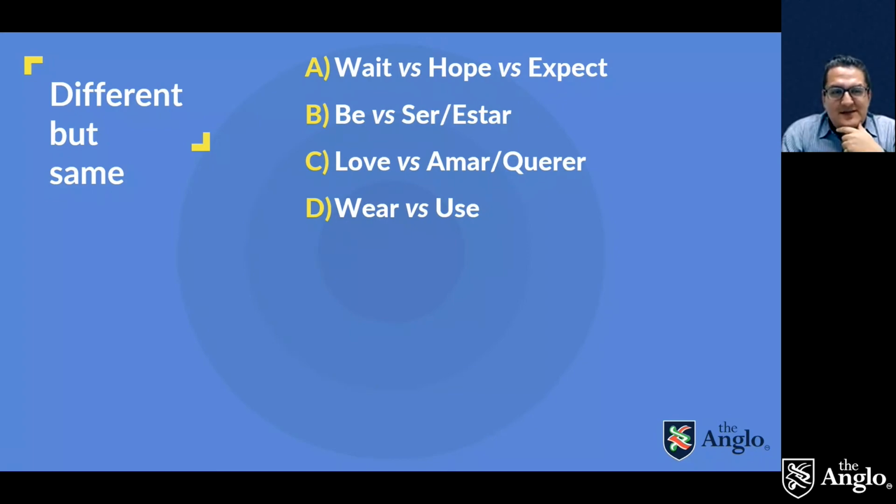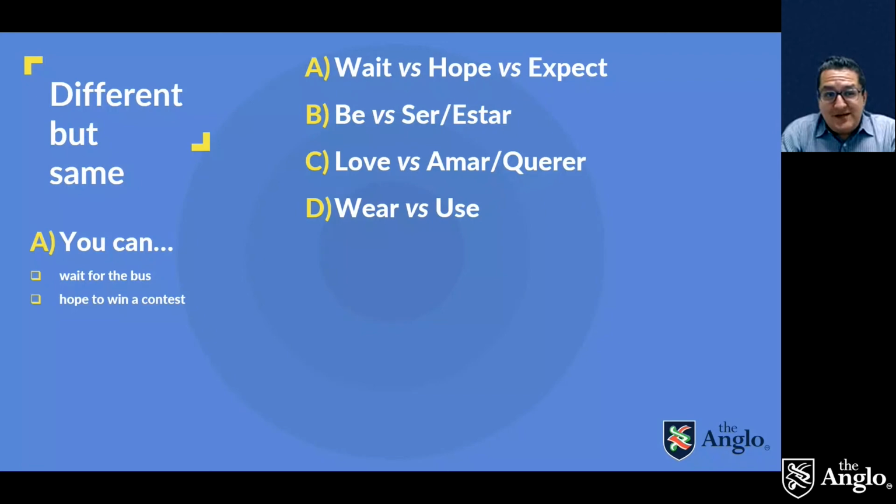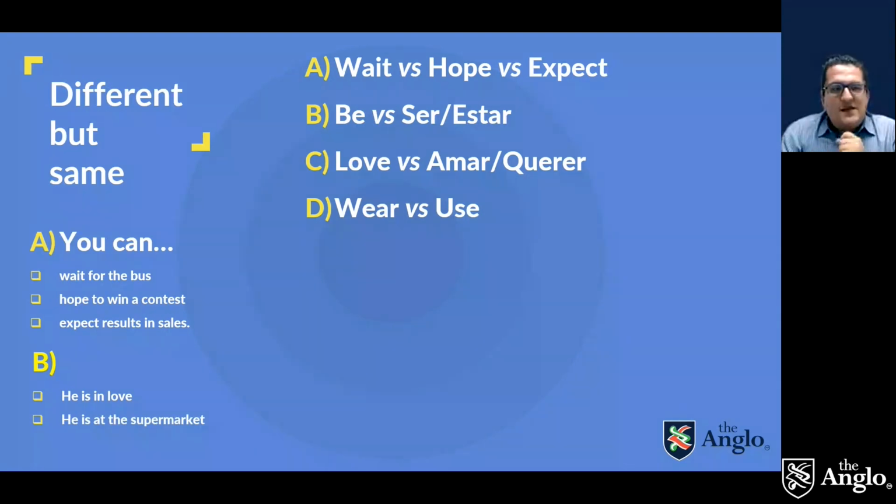Okay, so let's show you some examples. Talking about the verbs in A, you can wait for the bus, you can hope to win a contest, you can expect results in sales, but they're different. You know, the vibe is different for each verb. In letter B, you can say that he is in love, which in Spanish we would say está enamorado. But in letter B, he is at the supermarket, está en el super. He is tall, we wouldn't say está alto, we would say es alto. Well, it's just a mix. It's weird. Now I understand you, Emily. I cannot even begin to explain it.